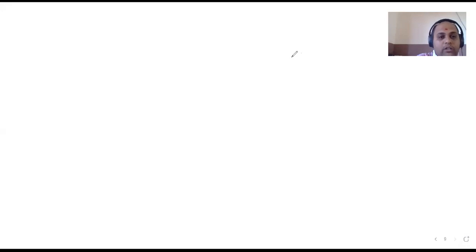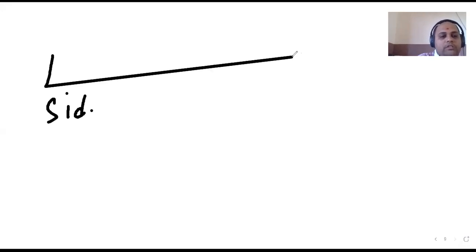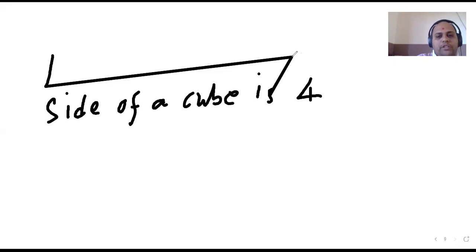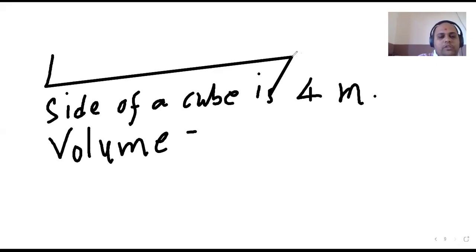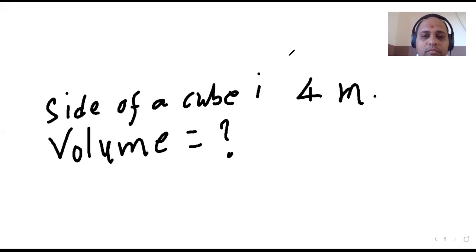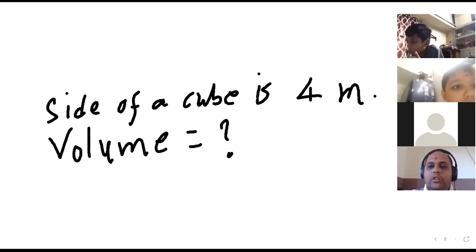So for a cube, one side of a cube is 4 meters. Find its volume. Find its volume is equal to what? Come on. Jeet, I'm sorry you cannot see the screen, beta. Chalo. 64 cubic meter. Very good. Correct answer.